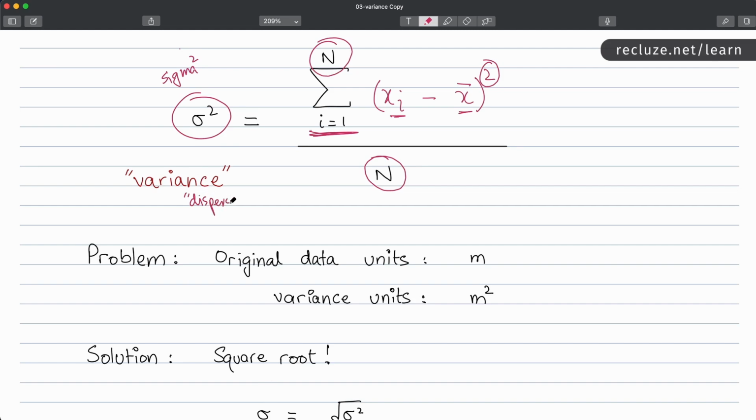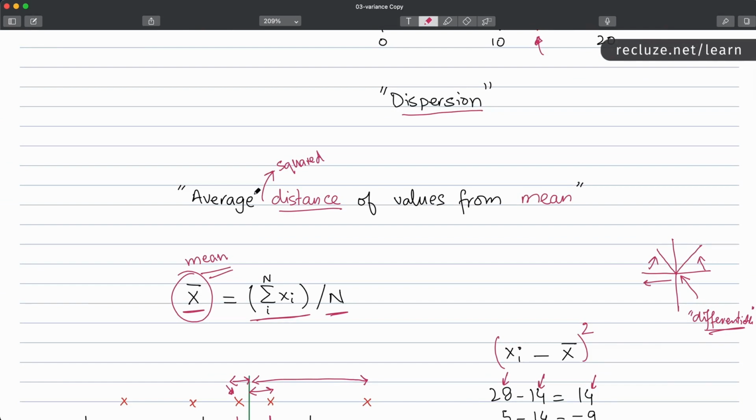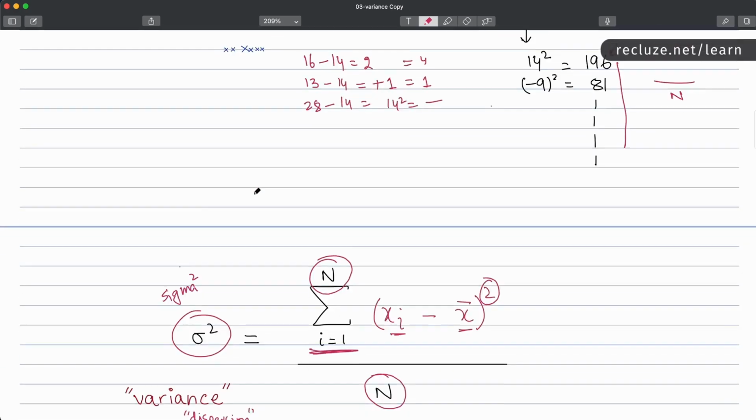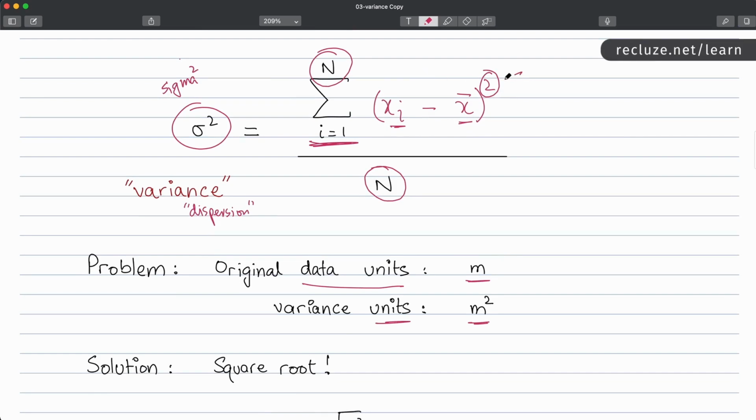This is very commonly used, and it's generally misunderstood. People don't really understand the intuition behind variance. If you start from this method of defining variance as the average distance of values from the mean, and just because the distance could be negative and we don't want to use the absolute function, we squared it. So now this is the average squared distance of values from the mean. All it's saying is how far away things are from our mean, on average. So the problem with this is, if our original data units were, let's say, in meters, our variance units are now in meters squared, because we squared everything over here.